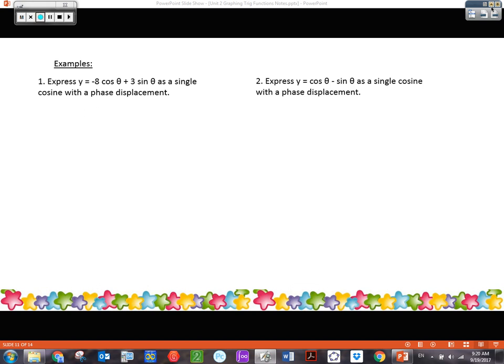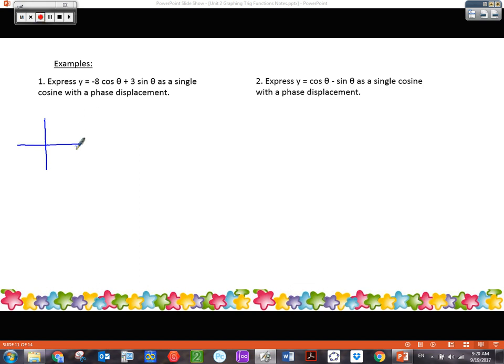as a single cosine with phase displacement. Now typically it would tell you whether to put it in degrees or radians. I left this out, so of course I'm going to default to radians because I love radians. But on the daily work there are some problems where we do degrees as well. Sorry, I always start with drawing the triangle first. That's how I always start, because I don't want to put the angle in the wrong place.